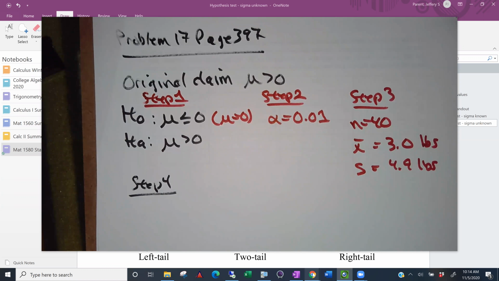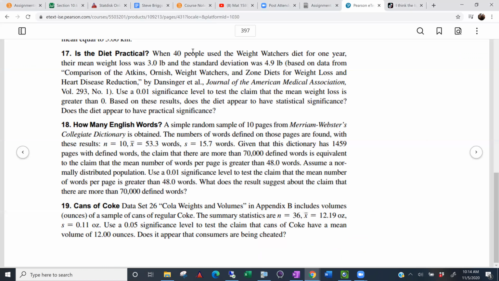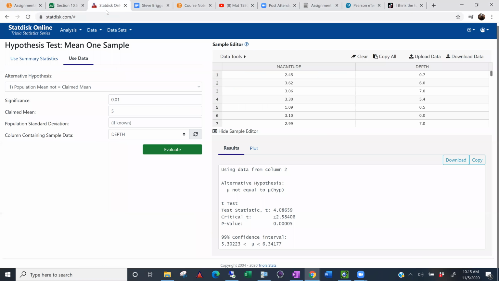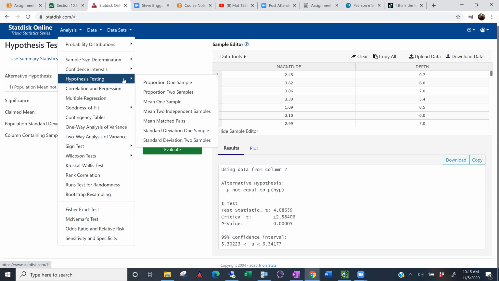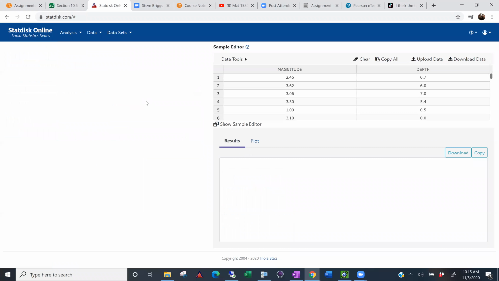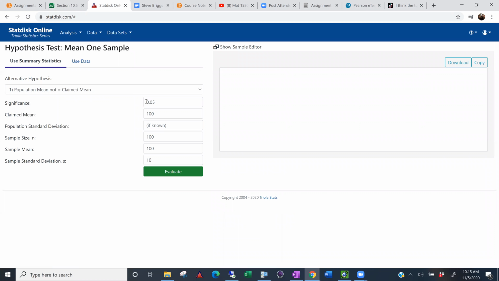Step 4, now let me work my way back over to StatDisk. The analysis menu is going to get a lot done for you in StatDisk. Here we want to pick the analysis menu, then hypothesis testing, and then mean 1 sample. There's 2 other things that involve the mean, but that would involve 2 different samples. You've got a choice between use data and summary statistics. Since we have the summary statistics, we'll stick here.